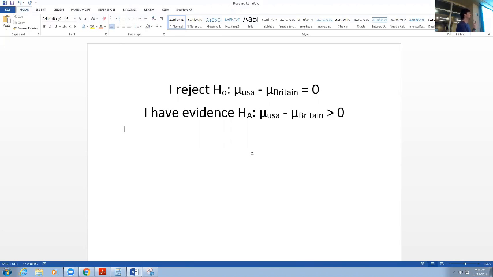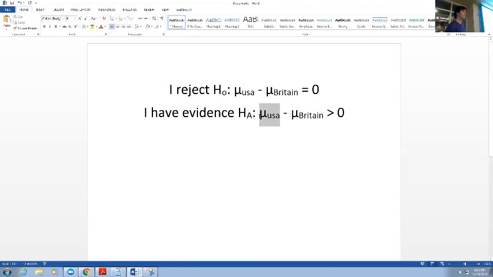If you write these out properly, you can then just say, I reject this. I have evidence of this. That's all you have to do is state it in context. Just make sure to say it in context when you write a sentence. I reject the null that the true difference between USA heights and Britain heights of men is equal to 0. I have evidence for the alternative that the difference between the true mean heights of USA and British men is greater than 0, implying that USA men are taller on average.